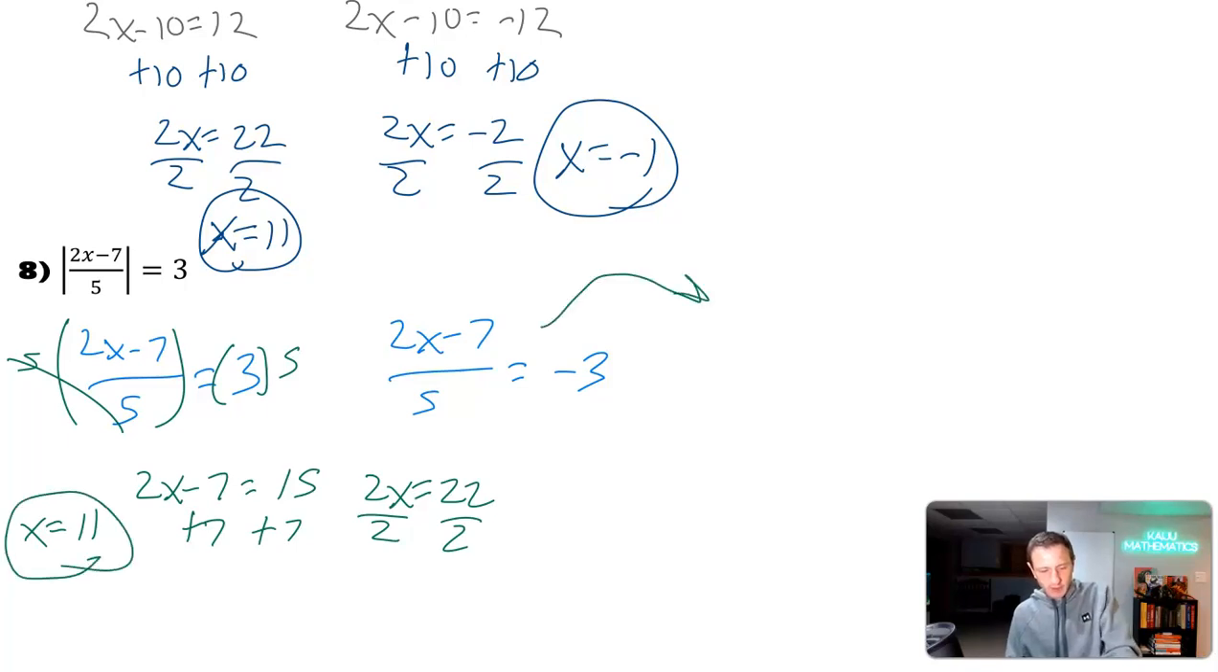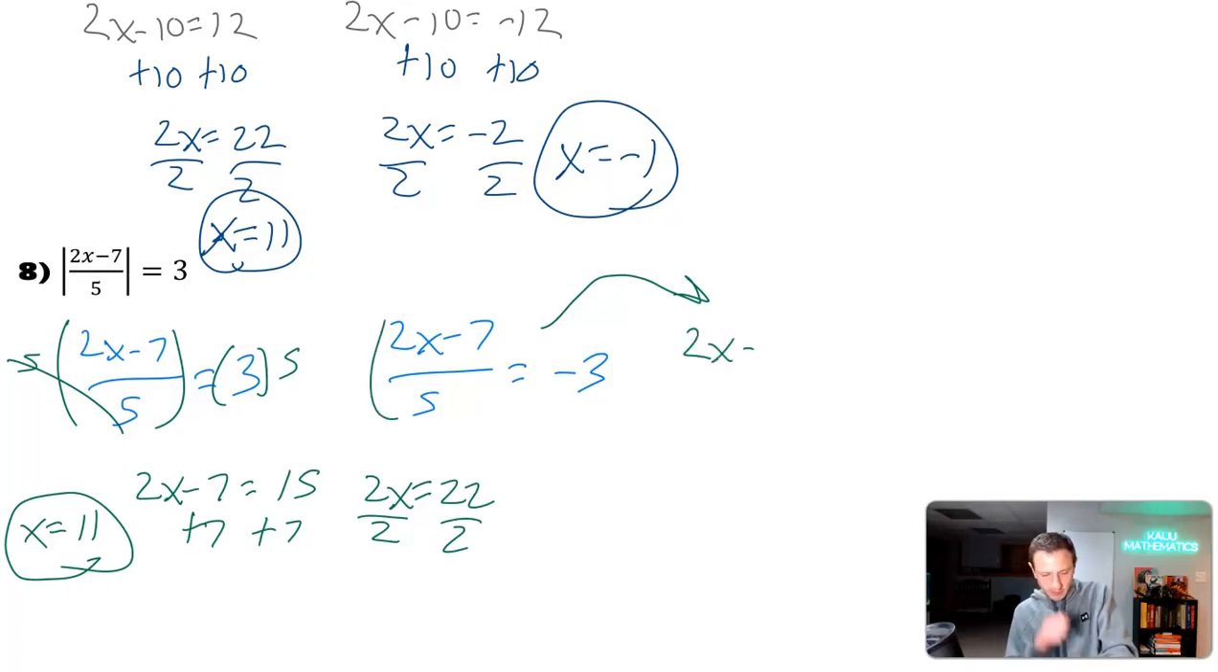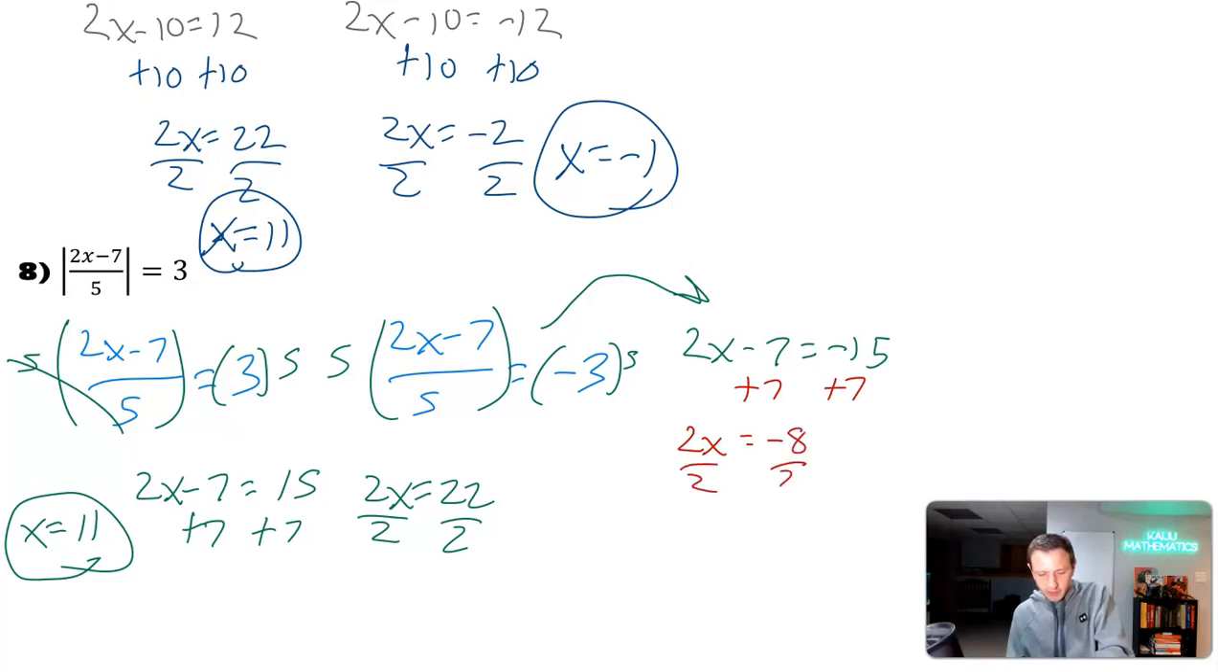I'll go over here. Multiply by 5 again, but this time it's going to be 2x minus 7. So multiply by 5. 2x minus 7 equals negative 15. Add 7. Getting a little close to my camera. 2x equals negative 15 plus 7, which is negative 8. Divide by 2. x equals negative 4.